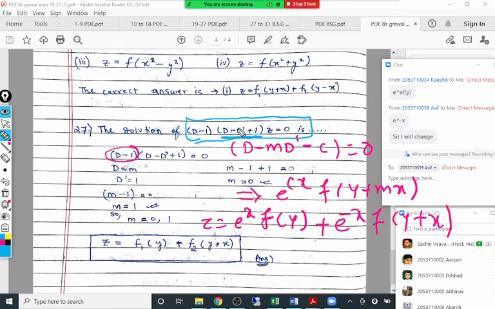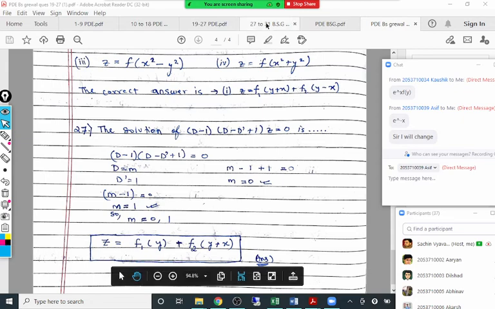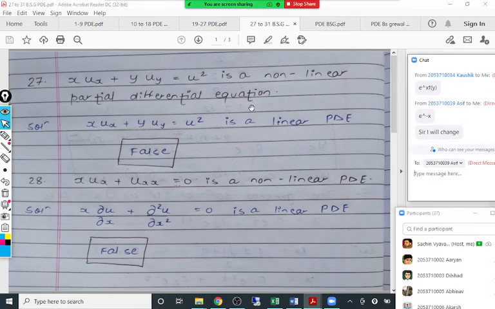Yes, no issue. So the correct answer is z equal to e raised to x f of y plus e raised to minus x f of y plus x. Okay, I hope there is no doubt up to 27 then. The last four questions. Okay, who completed this? So again, 27th is written, no issue, probably.